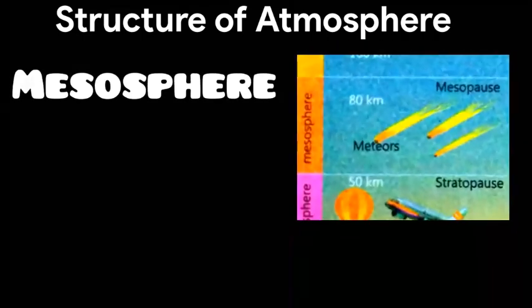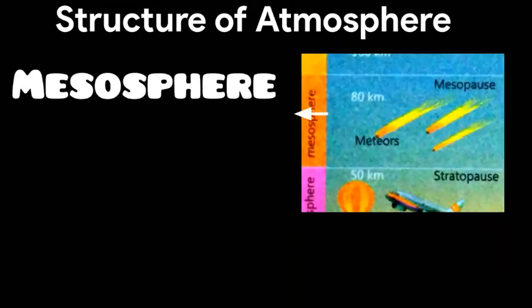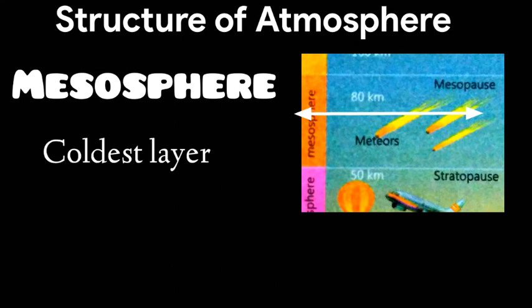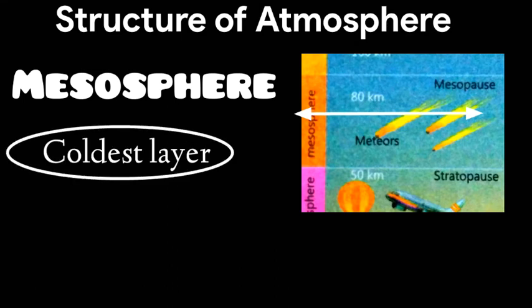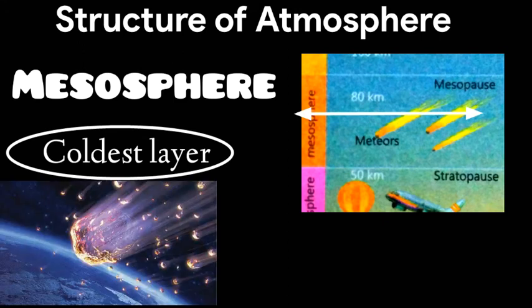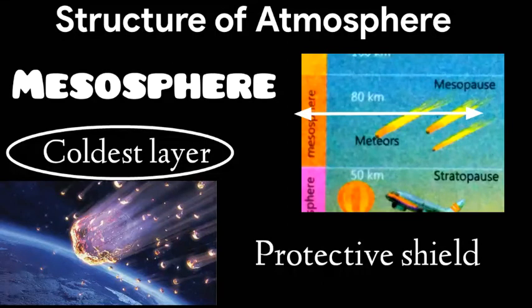Now let us discuss about mesosphere. This is a layer that extends up to the height of 80 kilometers from the mean sea level. The temperature in this layer decreases with the altitude. It is the coldest layer, with the temperature dropping down to minus 100 degrees Celsius. This layer acts as a very protective shield against meteors. It burns up the meteors due to friction in the atmosphere. The upper limit of mesosphere is known as mesopause, and it is a transitional zone that separates mesosphere from the lower thermosphere.